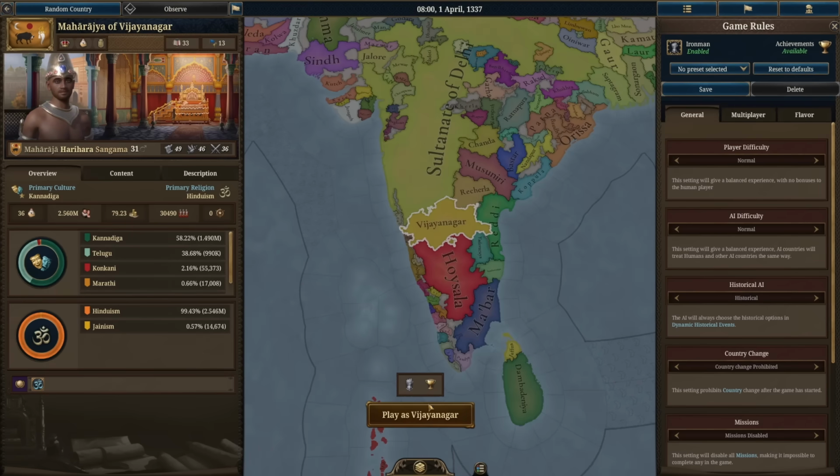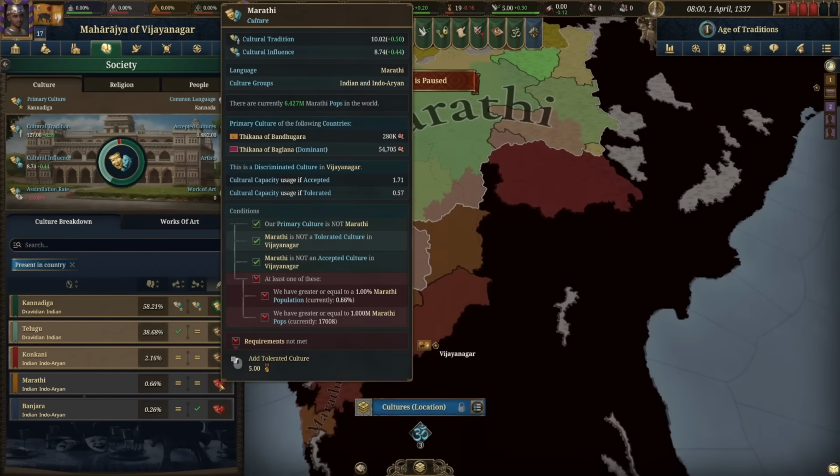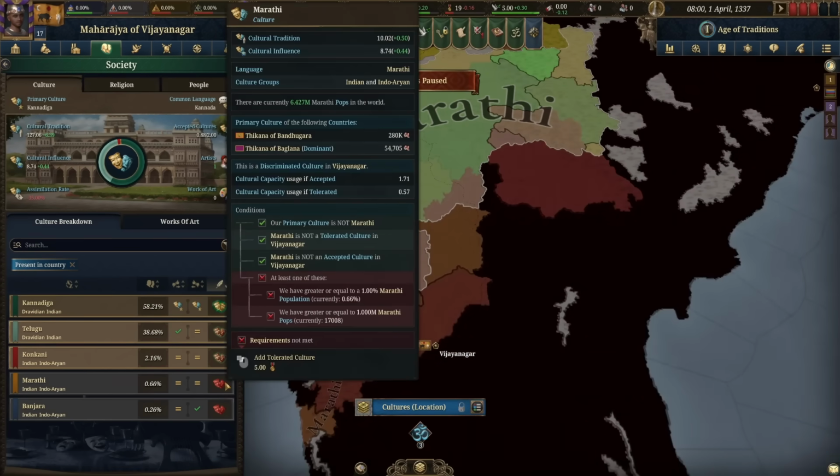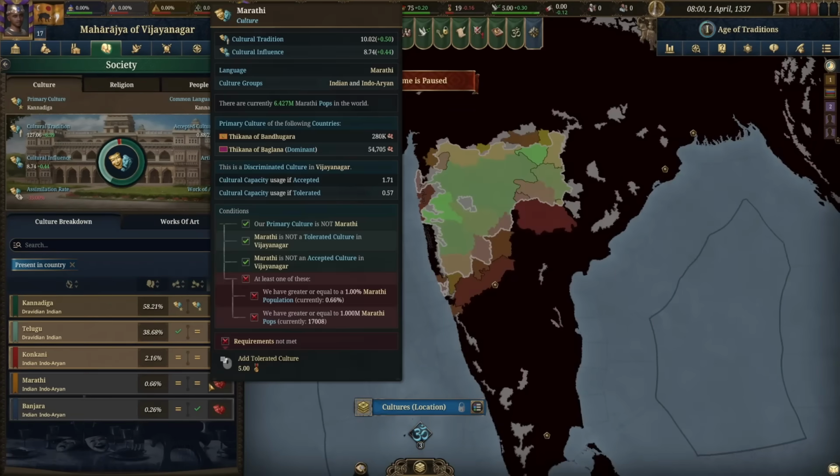Anyway, let's pop in. If we take a look at our Vijayanagar cultural breakdown, one of the issues we're going to actually notice is that we do not accept the Marathi people. In fact, they're not even tolerated. We are currently discriminating against them. And the problem is that if we zoom out and look at the culture map mode, most of the slaves that we'll be targeting here are actually Marathi, meaning we can't free them at the moment until we actually accept them.